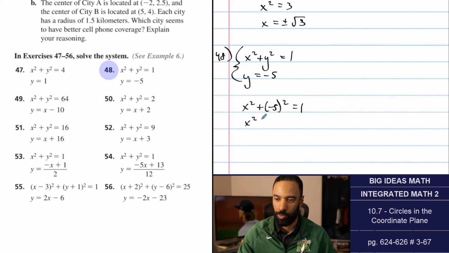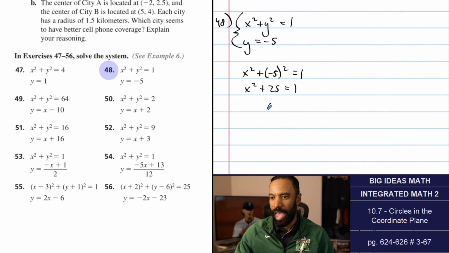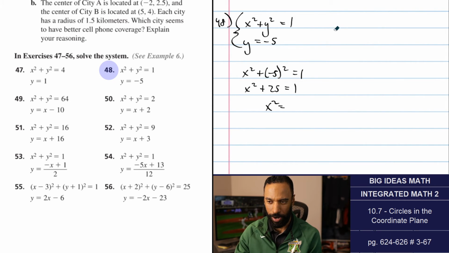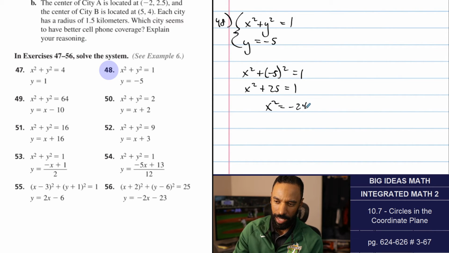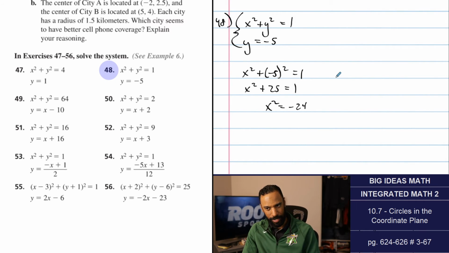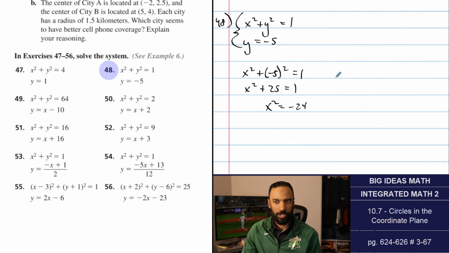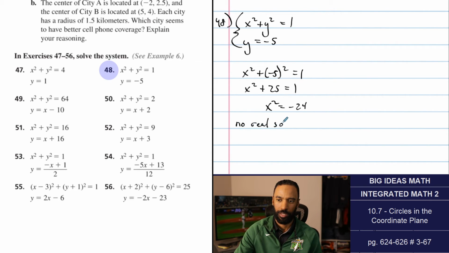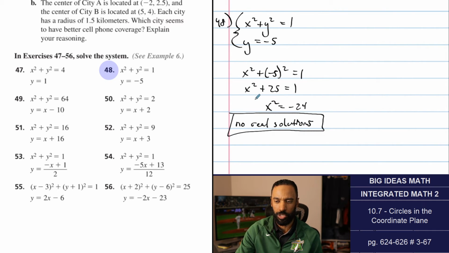And we will get 25. X squared equals -25. Excuse me, negative 24. Can't take the square root of a negative. So there's no real solutions here. No real solutions to the system. I think that's how you'd say it, or no solutions or whatever.